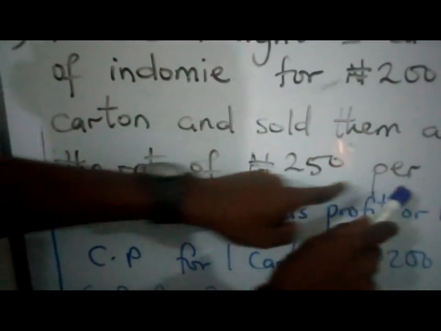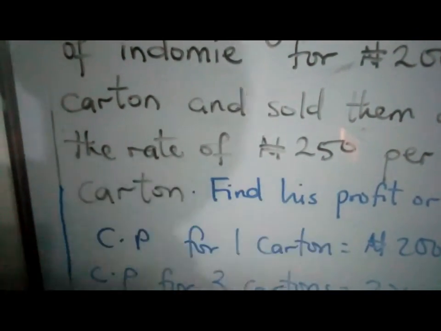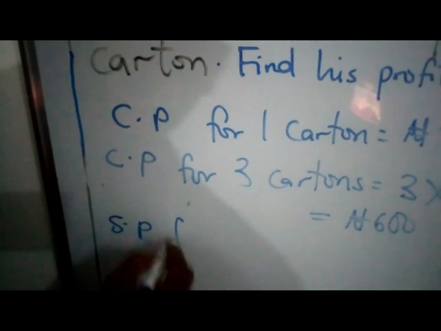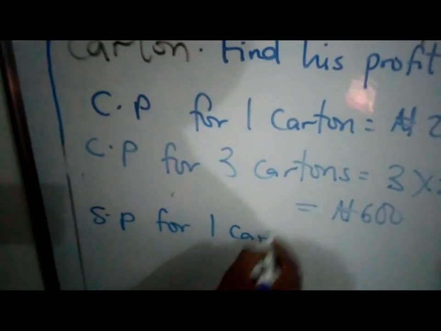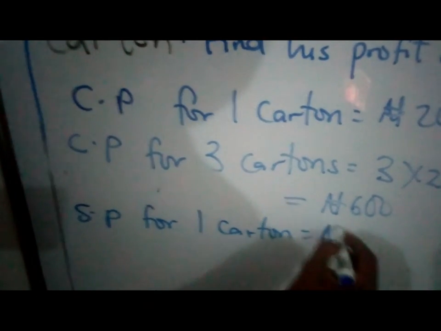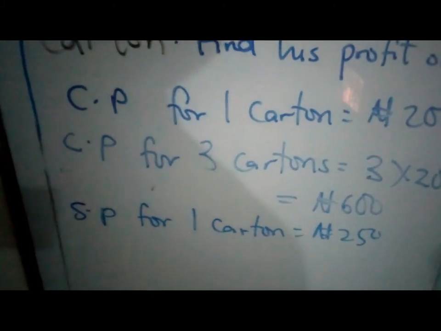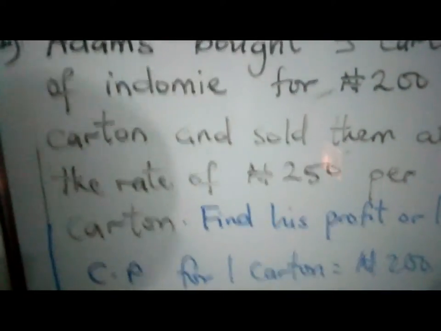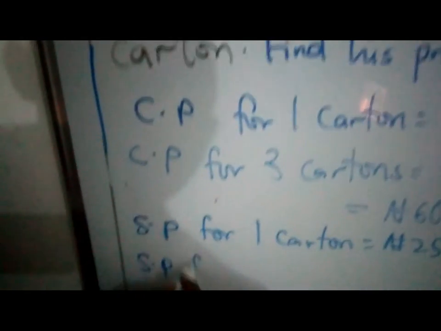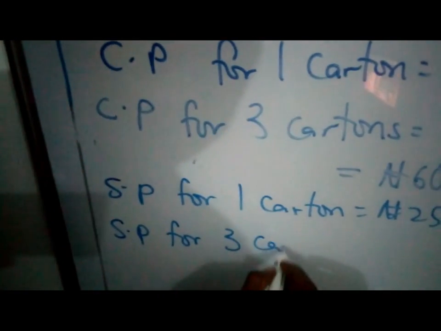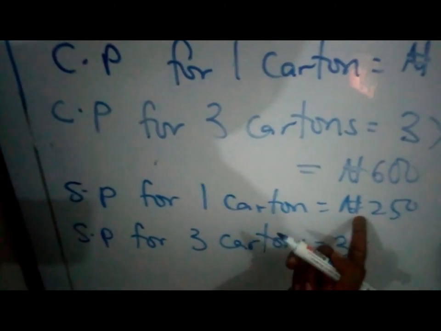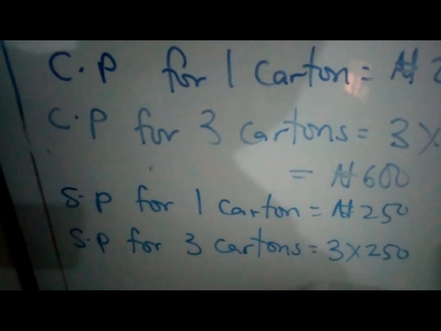So now let's move on to selling price. And sold them at this rate. So this is selling price, but this is per carton. So this 250 happens to be selling price for one carton. So what do you say? Selling price for one carton will give you 250 naira. So what we need as our selling price will be the selling price of the 3. So what do you say again? Therefore, selling price for the 3 cartons will now be 3 times the selling price of 1. That's 250.